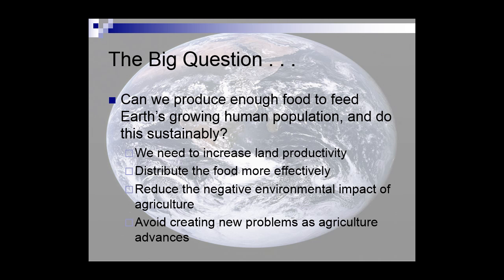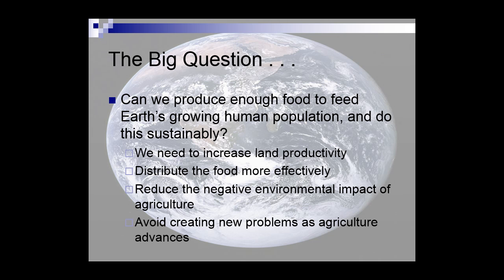We can't be taking days or months to get food to places, and can't always be relying on fossil fuels to do that. And we need to reduce the negative environmental impact from agriculture, which are actually quite substantial. Agriculture contributes a lot of pollution to the existing amount of pollution. And we need to avoid creating new problems like pests that are resistant to pesticides and things like that.